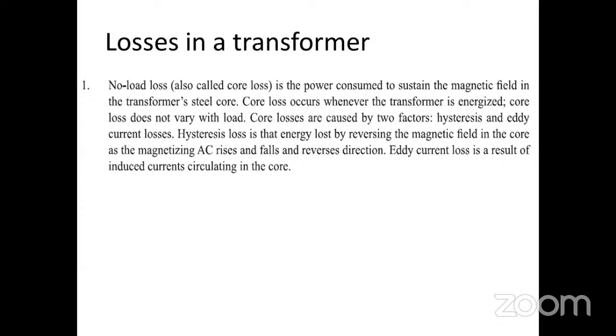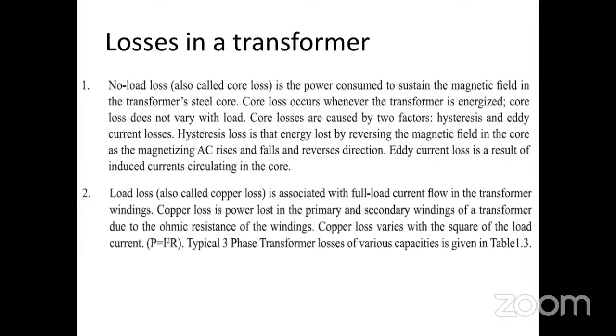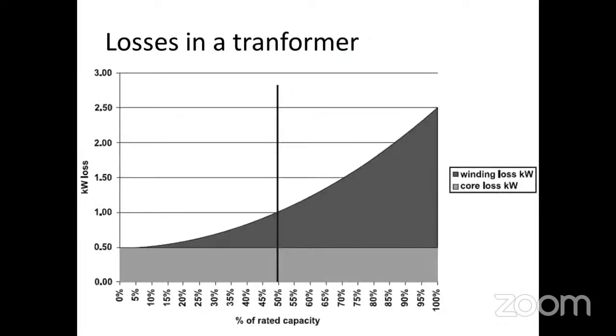No load losses. No load loss contains eddy current loss and hysteresis loss, also primary charging current. Copper loss. You see these losses in the transformer, sir. At 50%, what are the losses? The losses rise to 2.5 times when the transformer is loaded 100%, sir.